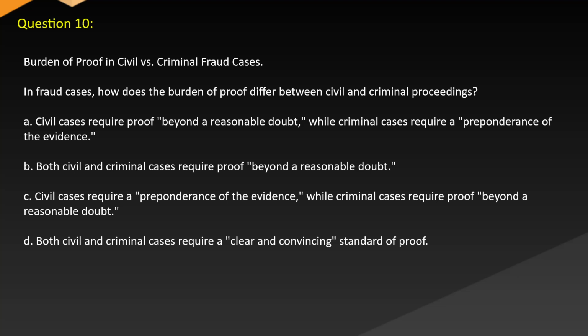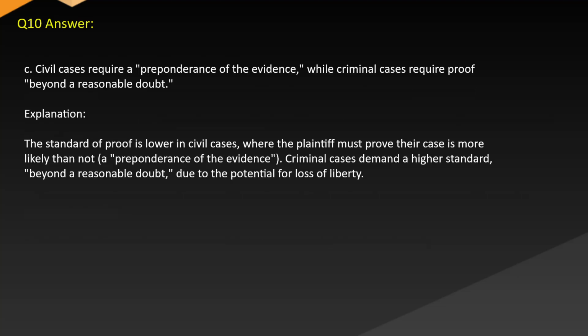Answer. C. Civil cases require a preponderance of the evidence, while criminal cases require proof beyond a reasonable doubt. Explanation. The standard of proof is lower in civil cases, where the plaintiff must prove their case is more likely than not, a preponderance of the evidence. Criminal cases demand a higher standard, beyond a reasonable doubt, due to the potential for loss of liberty.